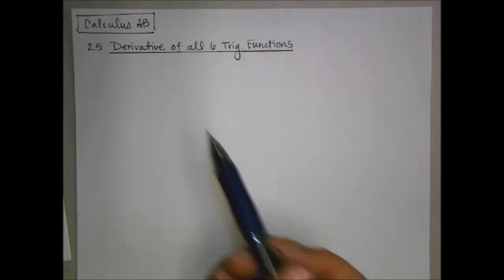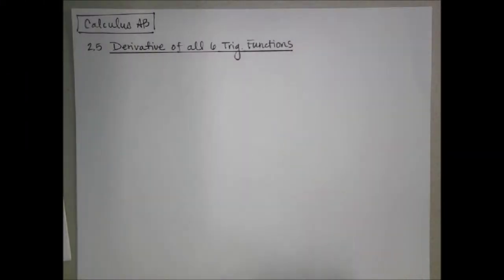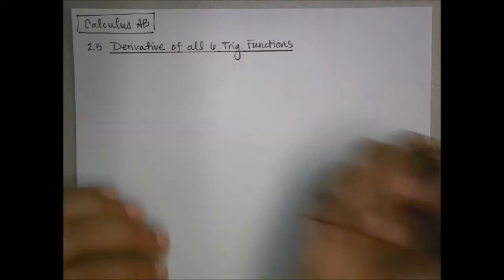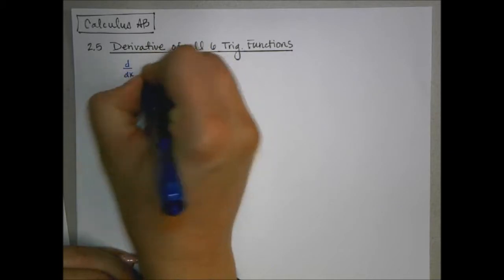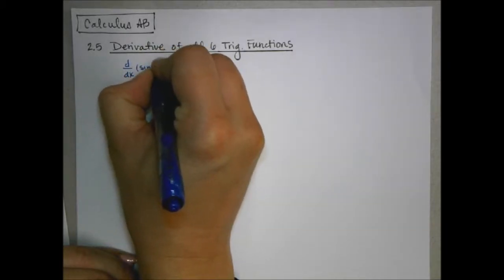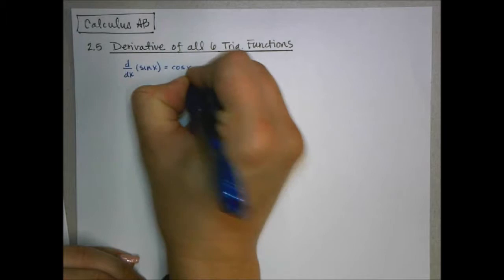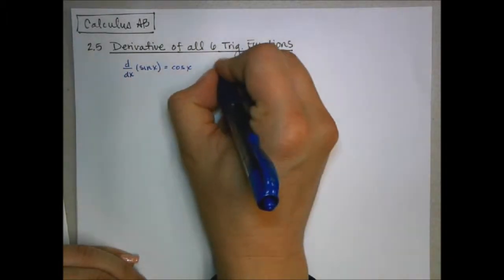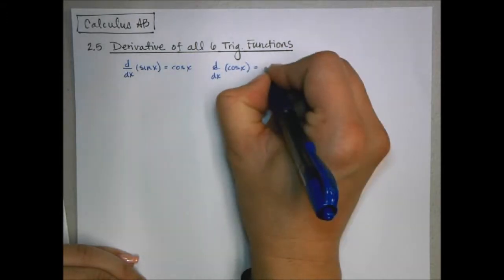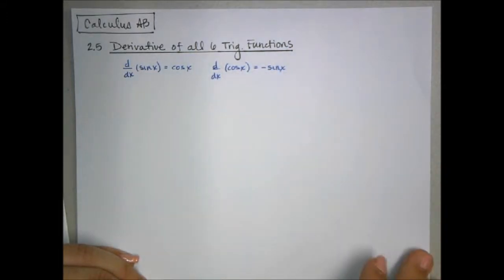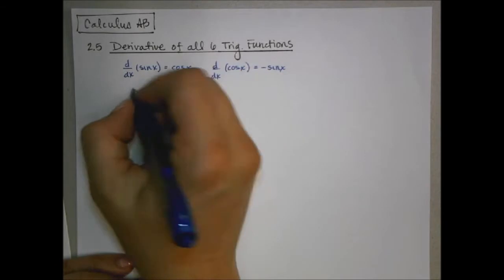In Objective 5, we're going to learn the derivative for all 6 trig functions. We've already done the derivatives for sine and cosine, so we're going to go ahead and write those down again. Derivative of sine is cosine, and the derivative of cosine, we'll remember, is negative sine. All right, so let's get into the others.